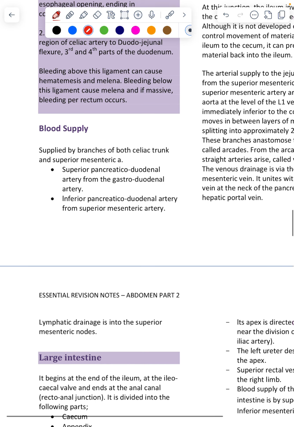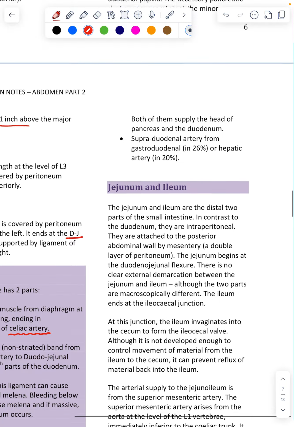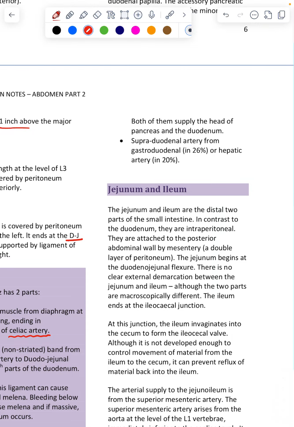Blood supply is by the branches of the celiac trunk and the superior mesenteric artery: the superior pancreaticoduodenal artery from the gastroduodenal artery, and the inferior pancreaticoduodenal artery from the superior mesenteric artery. So both of them supply the head of the pancreas. Superior duodenal artery is from the gastroduodenal artery.